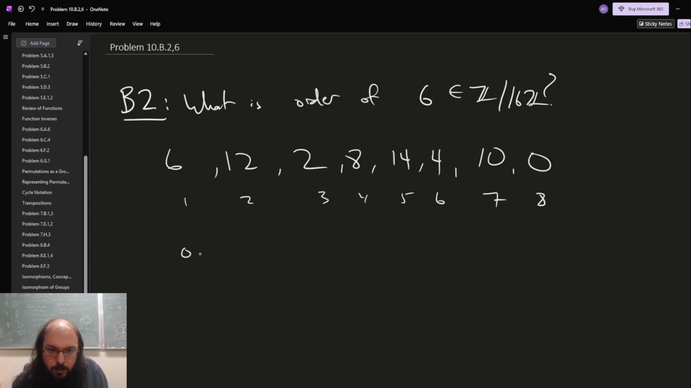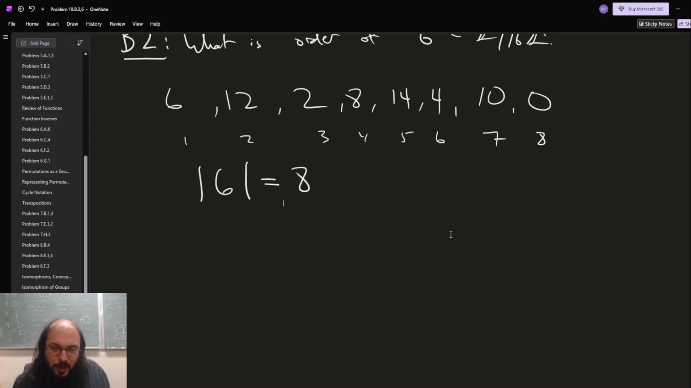So the order of 6, maybe we could write this if we want to write this. A little bit of a silly thing to write, but I think you guys will know what we mean. The order of 6, not the absolute value of 6, is equal to 8. I think that's a funny looking equation, so I'm going to leave it. I think it looks good. Nice little clickbait for our videos today.